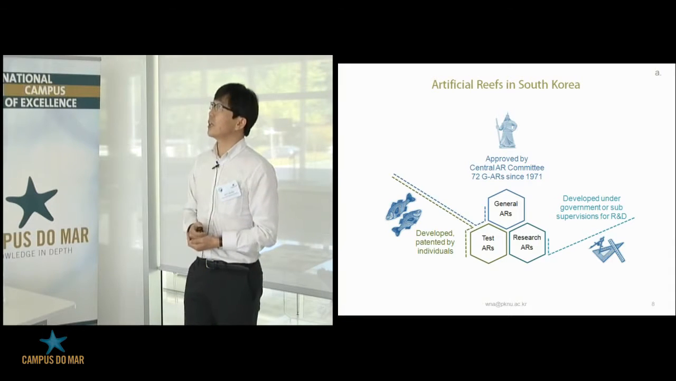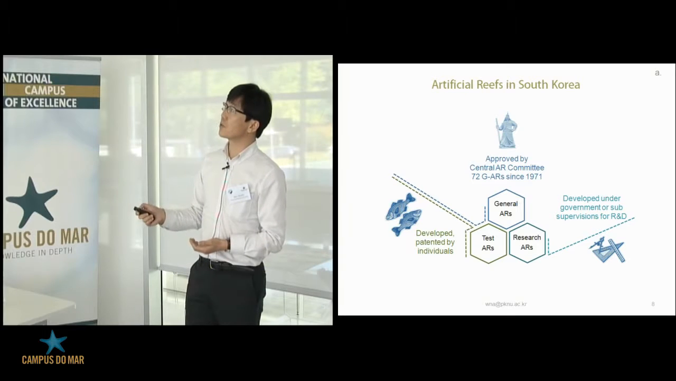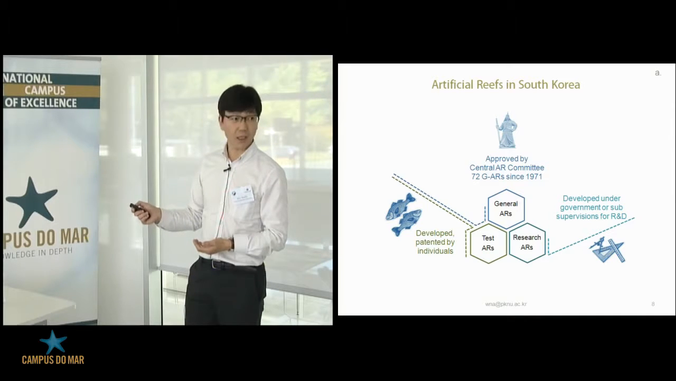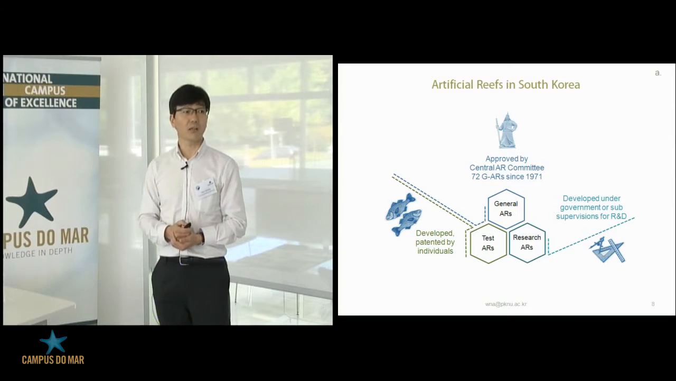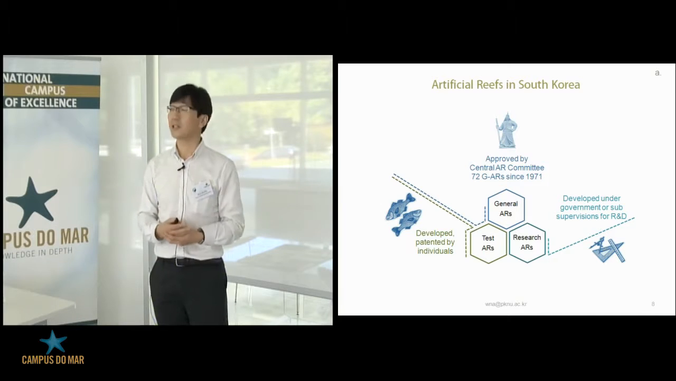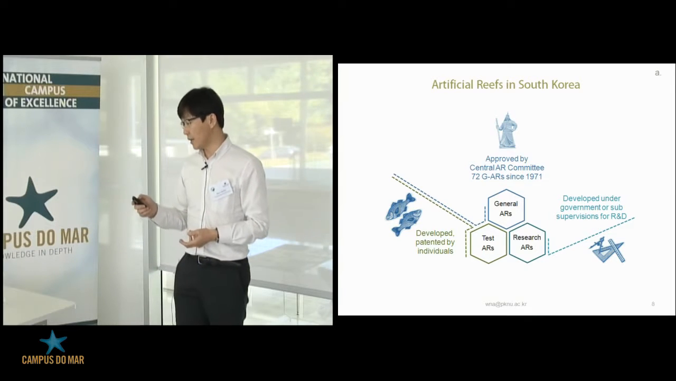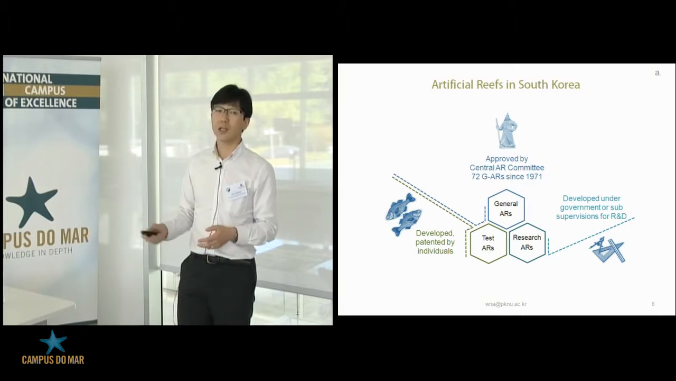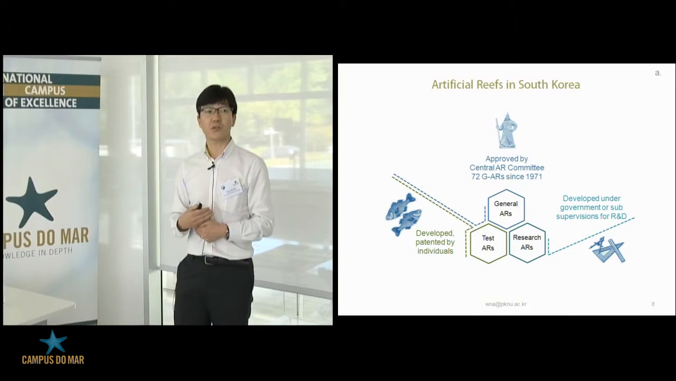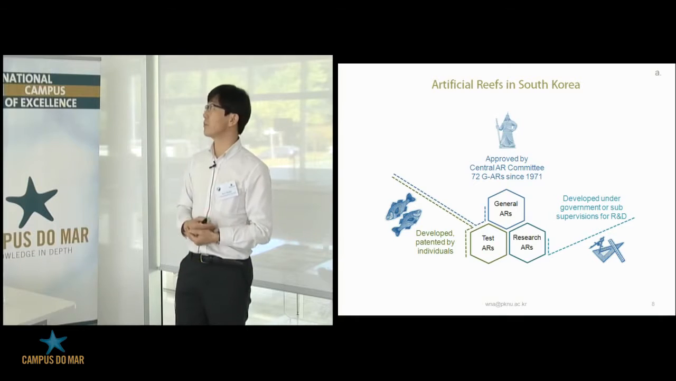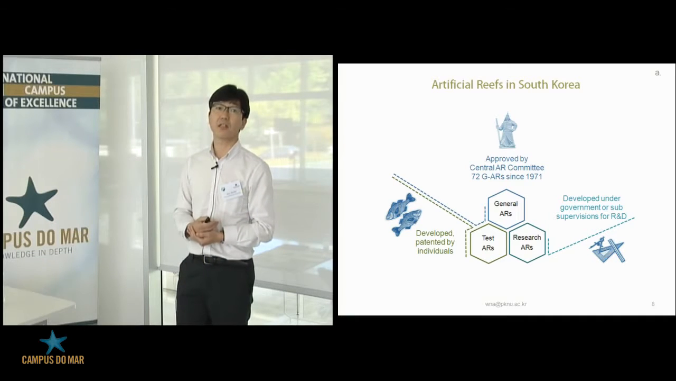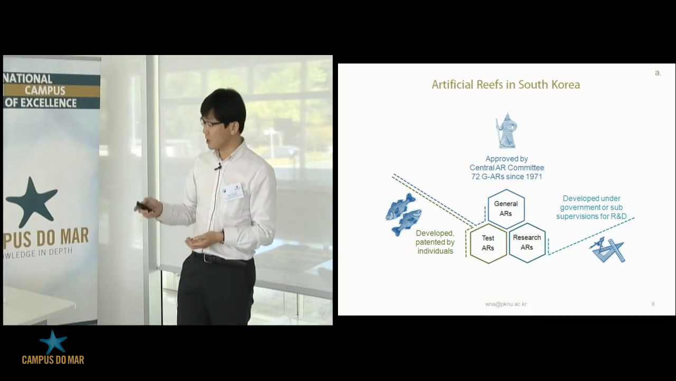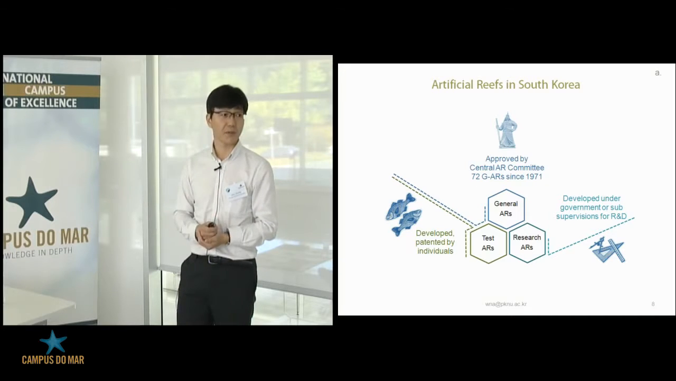And there are 3 types of artificial reef in South Korea. The first one is called general artificial reefs. This is nothing but approved by the Central Artificial Reef Committee. So since 1971, we have had general artificial reefs. And then the other one, the test and research artificial reefs, are all patterns developed by individuals or government supervision for research and development purposes. So these are candidates to be general artificial reefs.